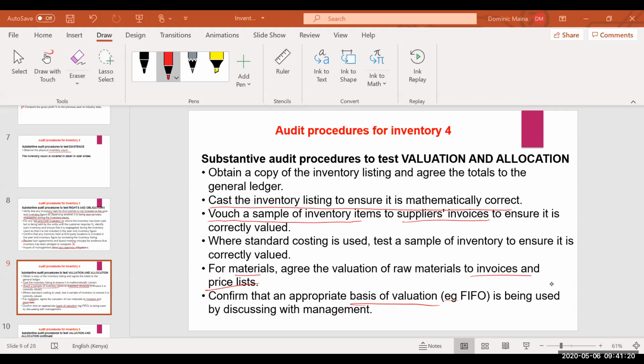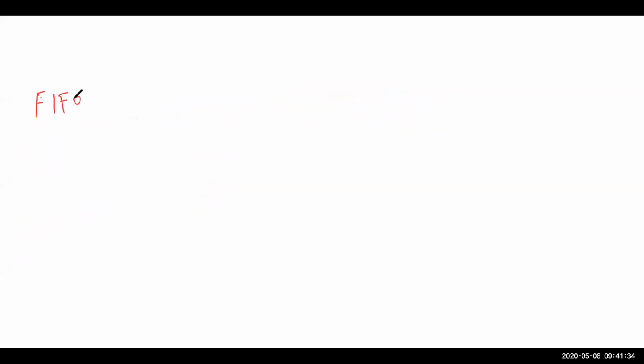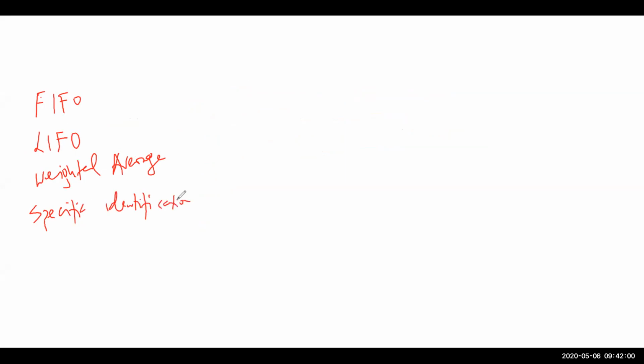Jeffrey. Yes, so there are 4 valuation bases you can use. Name some of them. FIFO, first in, first out. LIFO, last in, first out. Weighted average. And the last one is called the specific identification. Those are the four methods you can use when it comes to the valuation of the inventory.